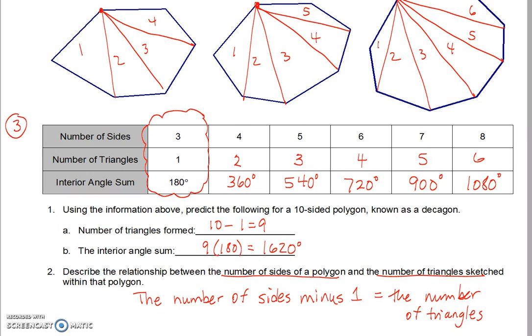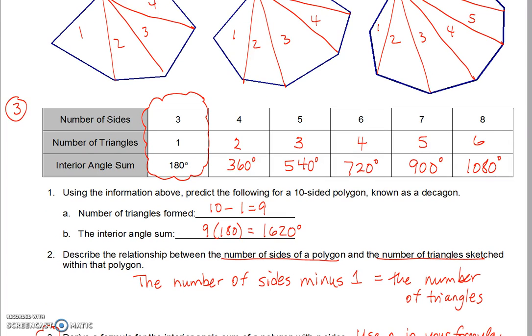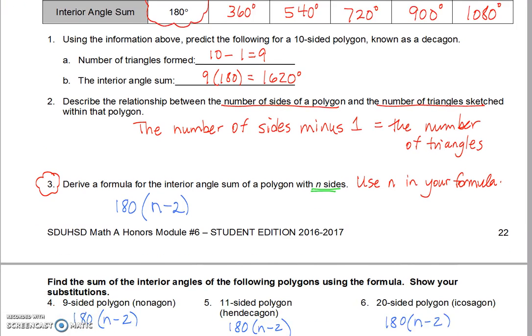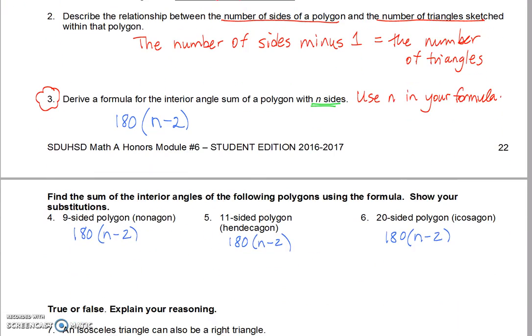So scrolling down the page, the final result was number 3. What is the formula? And I hope you use the letter n. This is the formula that I'd like you to use: 180 times the quantity n minus 2, where n is the number of sides in the polygon. So starting with that point, on the next page, number 4, 5, and 6, please start with that formula, and I guess I'll just show you the first one. And then beneath that, you're going to show your substitutions.